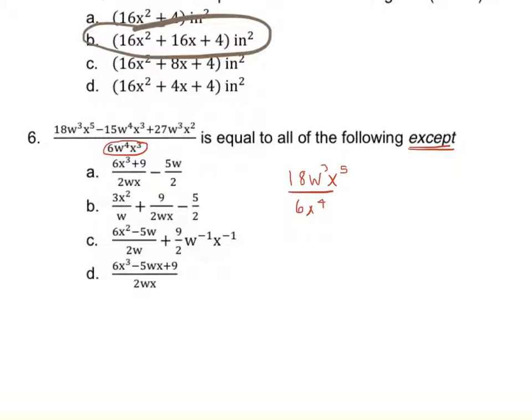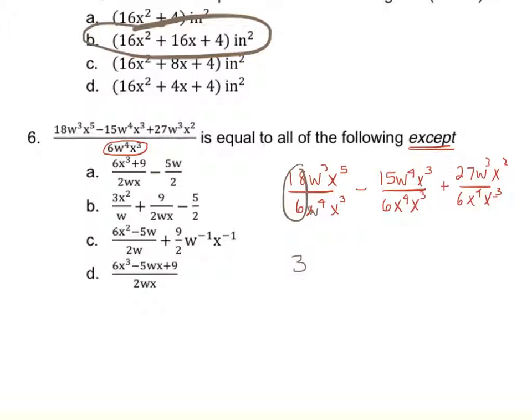18w to the 4th x cubed minus 15w 4x cubed over 6x to the 4th x cubed plus 27w cubed x squared over 6x to the 4th x cubed. And then we simplify each of these. So 18 over 6, that's 3. There's a w to the 4th down there. We got an extra w in the bottom and an x squared on top.